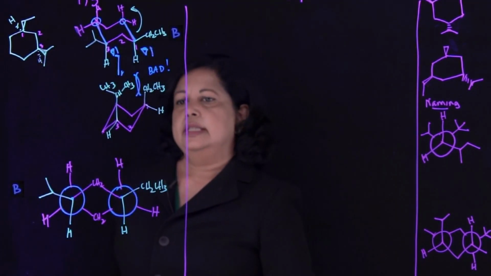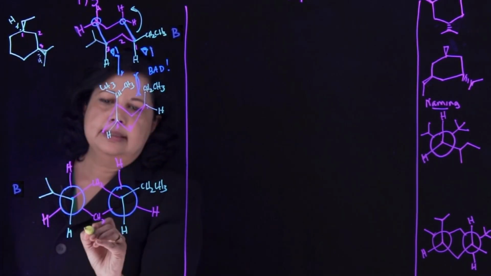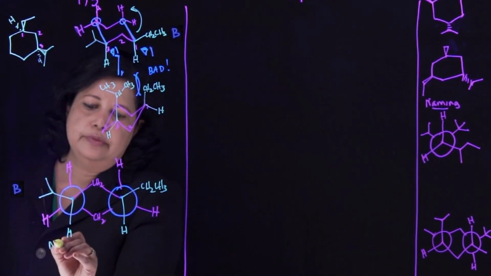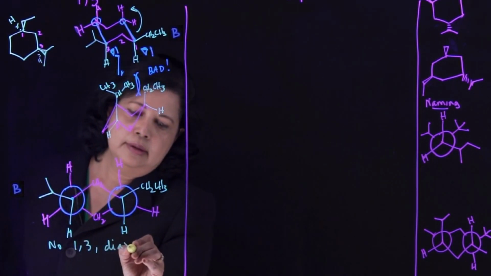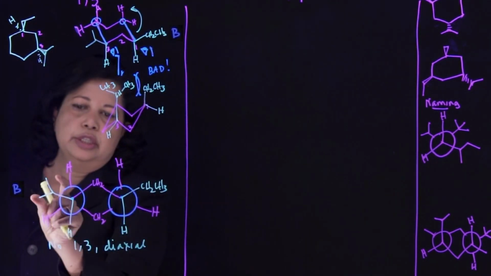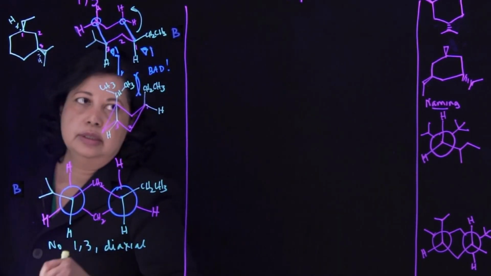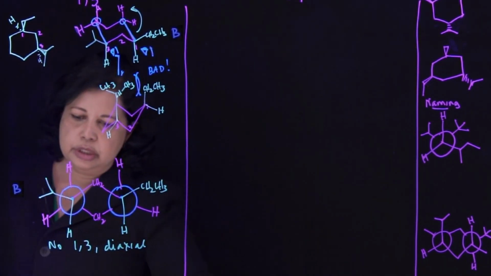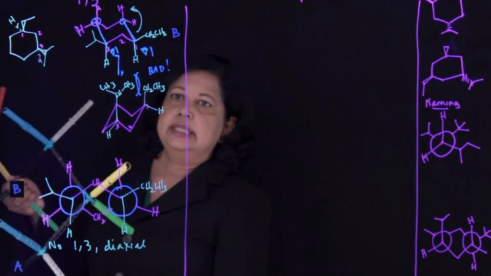Now, this is really good. You don't see any 1,3 diaxial. So let me write that down, since that's very important. And you don't even have extra gauche interactions due to this, because these are pointing away from each other. They're not in the same direction. Let's draw A out just to show you how bad it is. So over here, you're going to do the same thing.